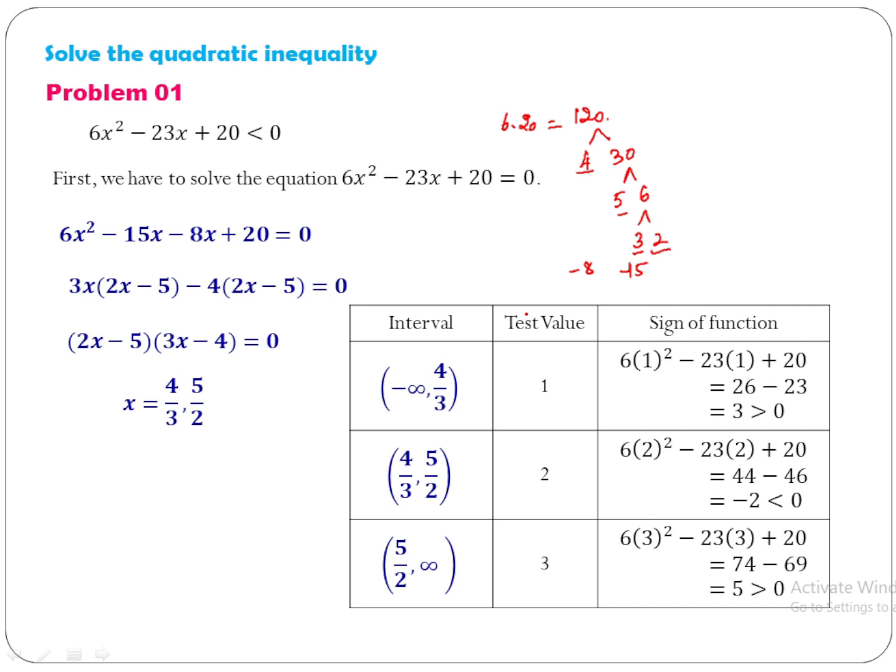The question inequality is only less than. If it were less than or equal to, we would have to make the closed bracket. But here it is simply the less than symbol. So the solution set is 4 by 3 to 5 by 2. Okay, shall we move on to the next question?